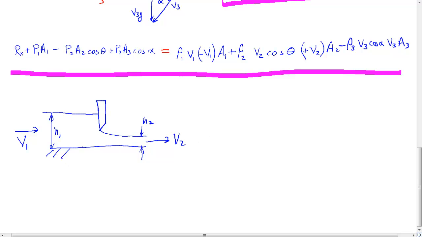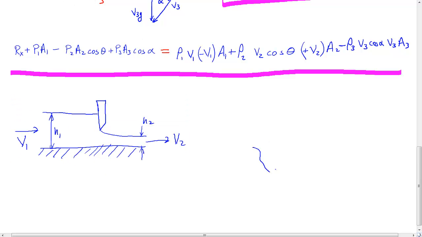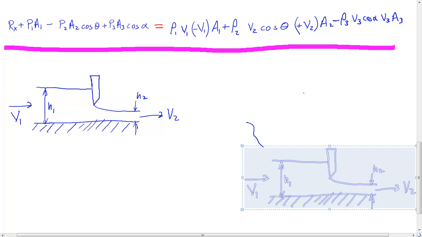Now, this is the ground, and so it has a hydrostatic pressure associated with it. And so let me set this up in the same sense that we talked about before here. We'll copy it, and we'll move over here, paste it.